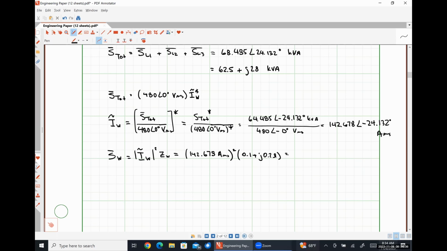Magnitude of A squared times 0.1 plus 0.2, I get 4,551.951 with an angle of 63.435 degrees volt amperes, or 4.552 with an angle of 63.435 degrees kilovolt amperes.